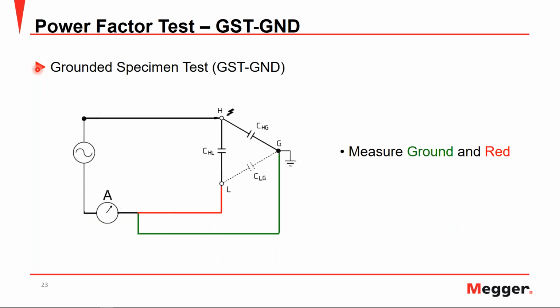Now in regards to the grounded specimen test, or the GST ground, we have a similar situation, but we can see that the measurement lead and the ground lead actually come together before the ammeter. So this time, when we have our total current being injected, we have our 2 current paths between high and low and high and ground. And this time, our leakage current from high-low and high-to-ground come together to go through the ammeter. So in this situation, our measured current is going to be the leakage current from the high to low plus the high to ground.